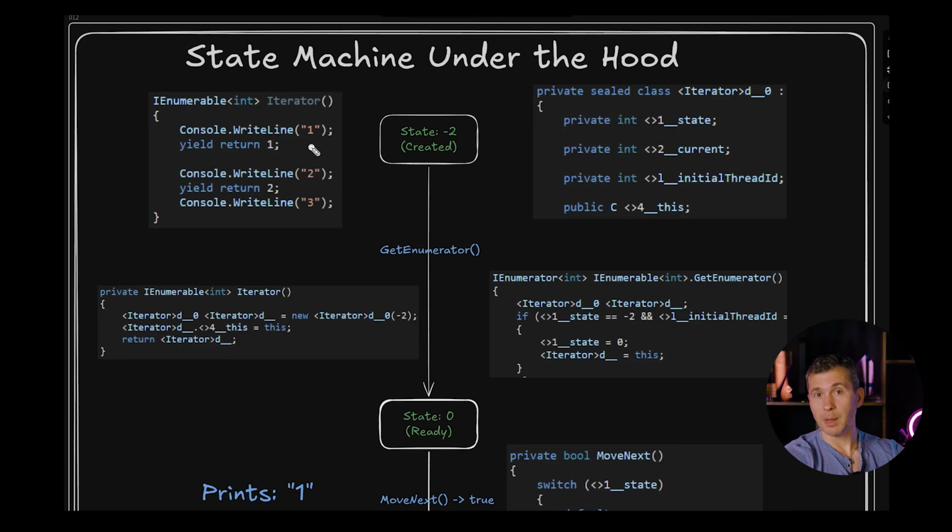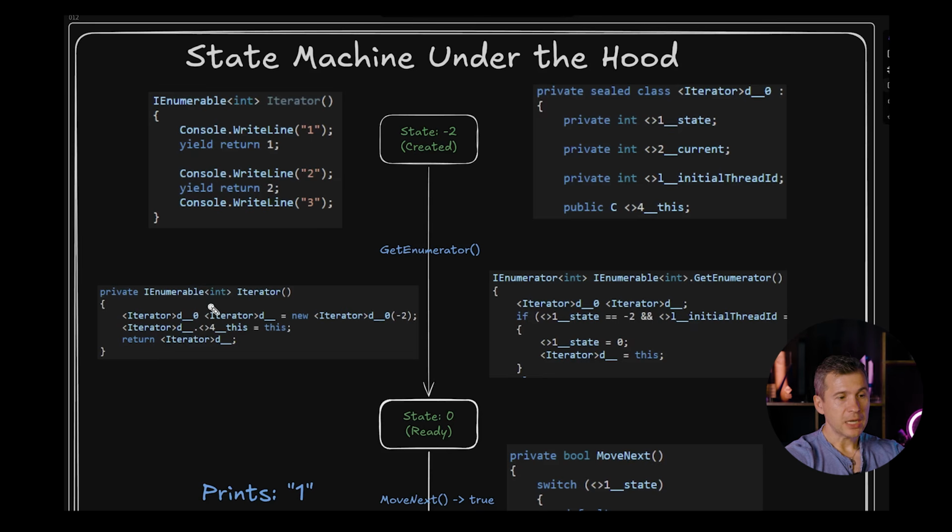And now let's see what the compiler does to achieve this behavior. We have the same iterator method. The compiler generates a private type with a name like d__0, and this type implements both IEnumerable and IEnumerator. It has a few fields. The key ones are the state and the current item. The state is very important because it shows how the state machine actually works.